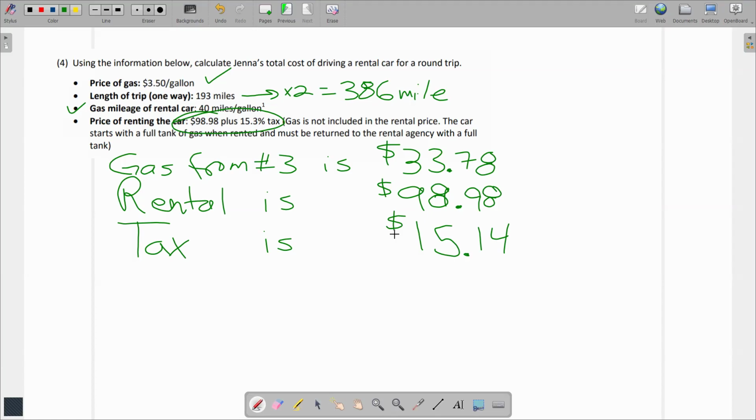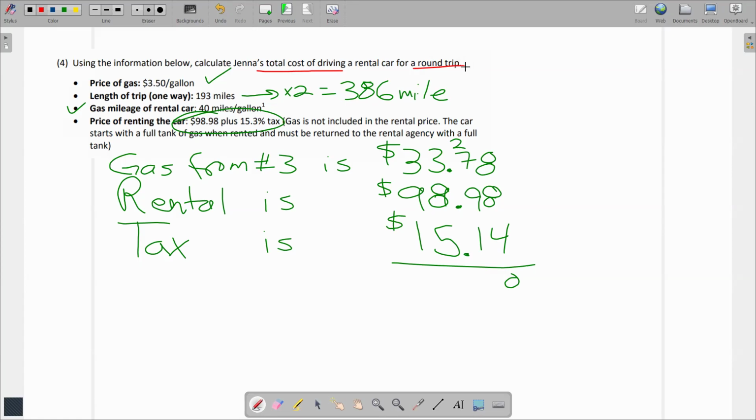This is the rental car cost. What do we get? The 8 and 8 is 16 and 4 is 20. The gas we calculated was for there and back. This is, I think, only asking for one way. No, because up here they want the total cost for the round trip.